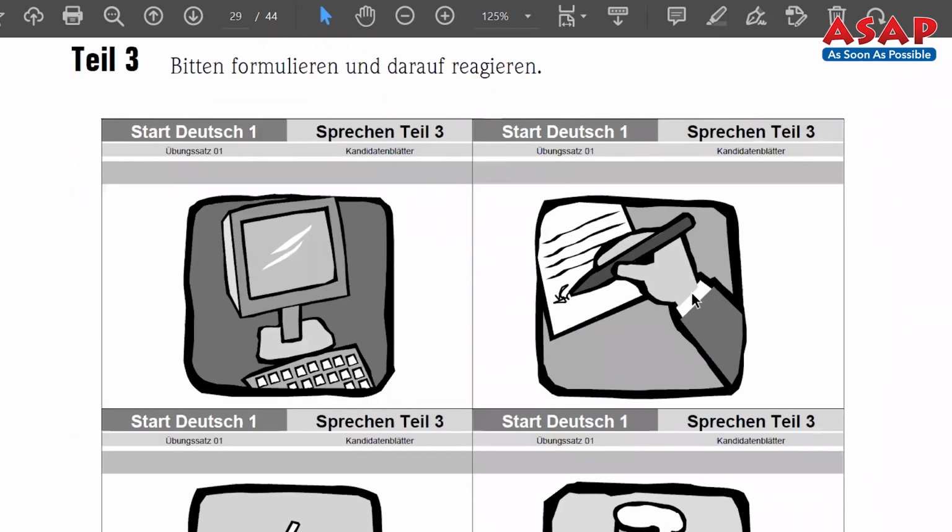In this you will get one card like this, one image you will see on that, and you have to frame one request. Okay, request is like, please do this, please do that, can you please do this, can you please do that, please don't do this, like this. Okay, there will be one fixed format is there, so we will discuss about that.